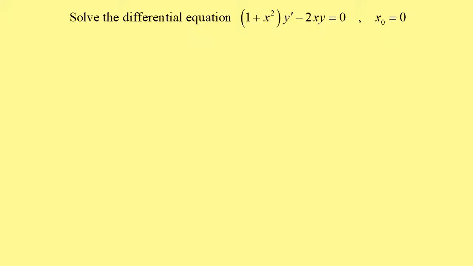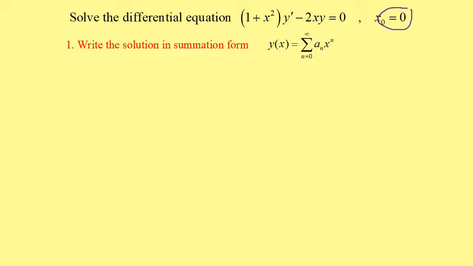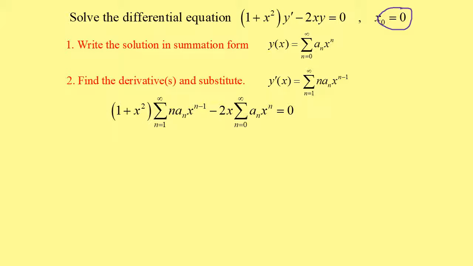Let's try that process one more time. This time we have a first order differential equation. And so we again assume that this is what our solution is going to look like since it's centered at 0. And we'll do just one derivative of that and then substitute.